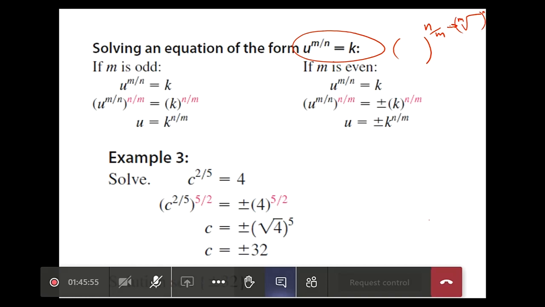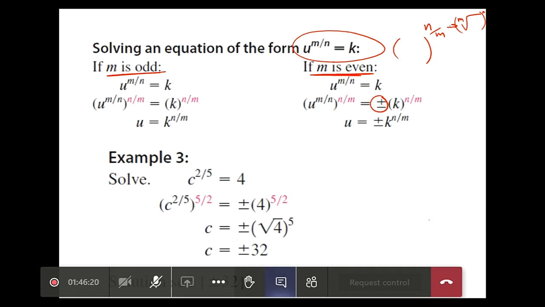If m is odd, we don't put positive negative. If m is even, we put positive negative. Okay, m even, put positive negative. m odd, we don't need to put positive negative. Okay.